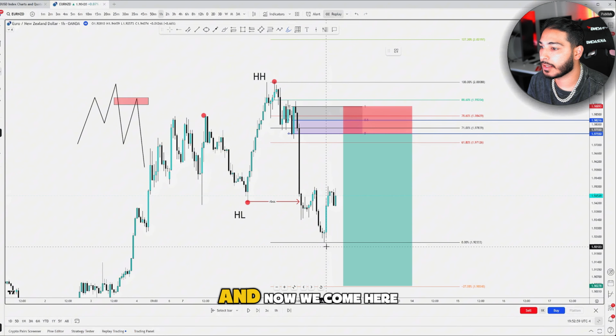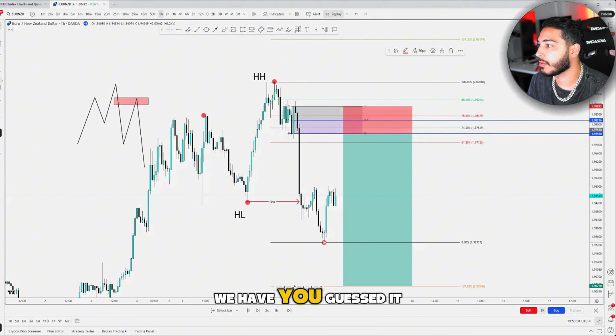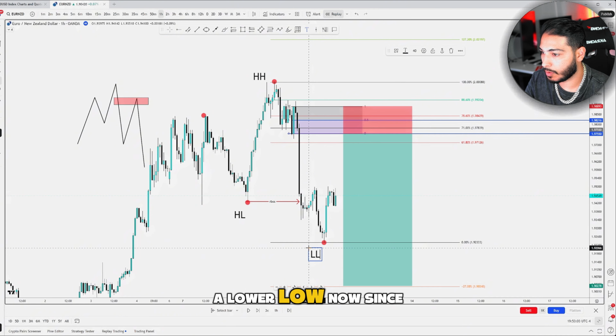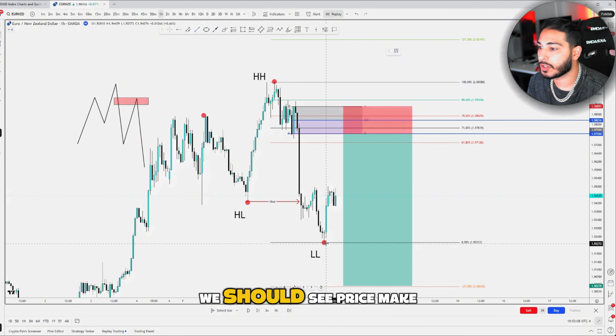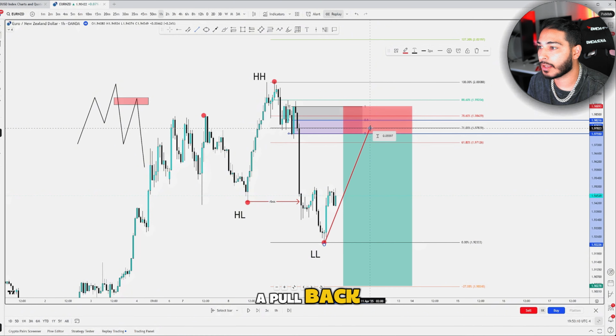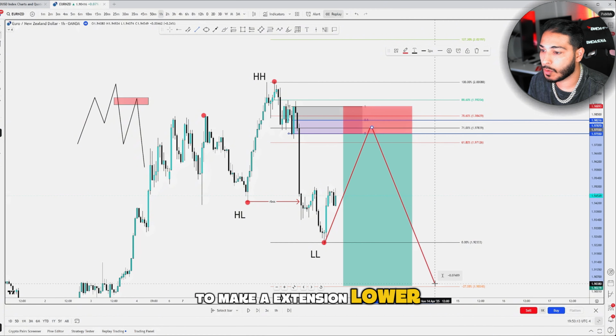So we have the high, and now we come here, we have, you guessed it, a lower low. Now, since we have that lower low, what we should see price do is make a pullback to make an extension lower, right?